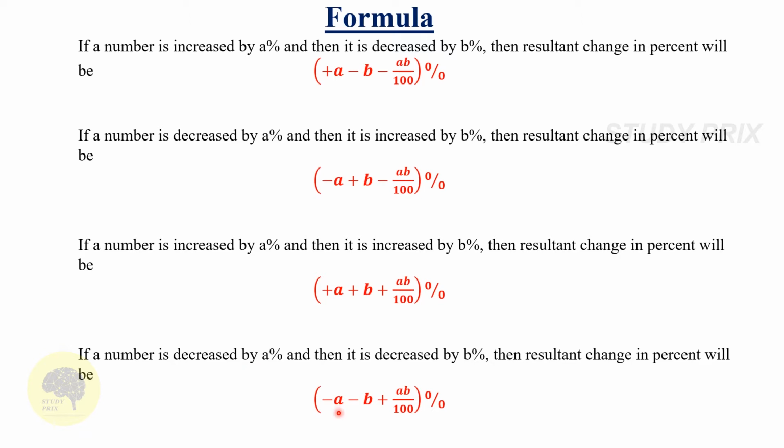If both a percentage and b percentage decrease, therefore plus ab by 100. Decreased by a percentage, therefore minus a. Decreased by b percentage, therefore minus b. Okay.